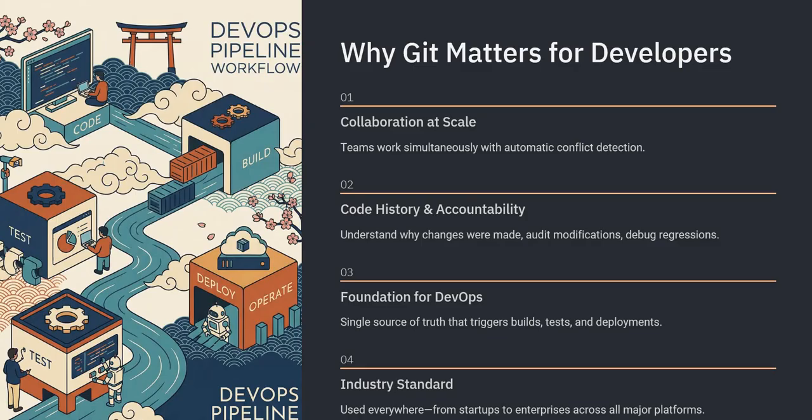So why does Git matter for developers? Collaboration at scale, code history, foundation for DevOps, industry standards. These are the main parts of DevOps pipelines. If we want to maintain version control, then Git is very useful. We have to use it.